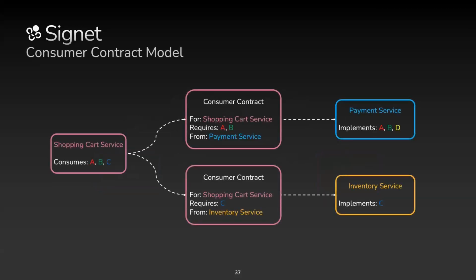A consumer contract represents the API interface that a consumer expects from a specific provider. If a consumer relies on multiple providers, then we require a new consumer contract for each provider. In this example, shopping cart service requires functionality A, B, and C. A and B is provided by payment service, while C is provided by inventory service. As shopping cart service depends on two different providers, we require two consumer contracts, one for each provider.